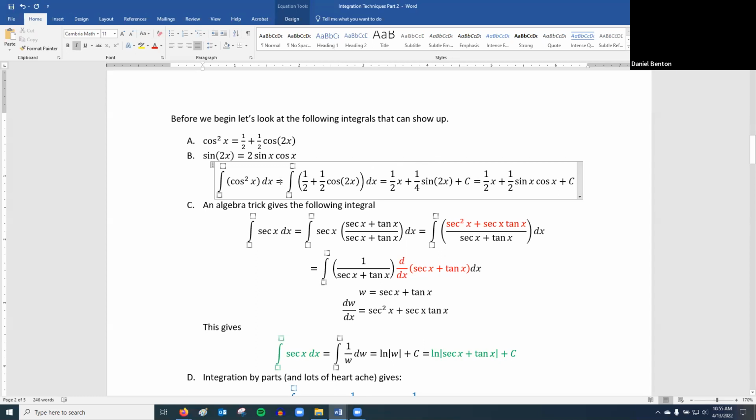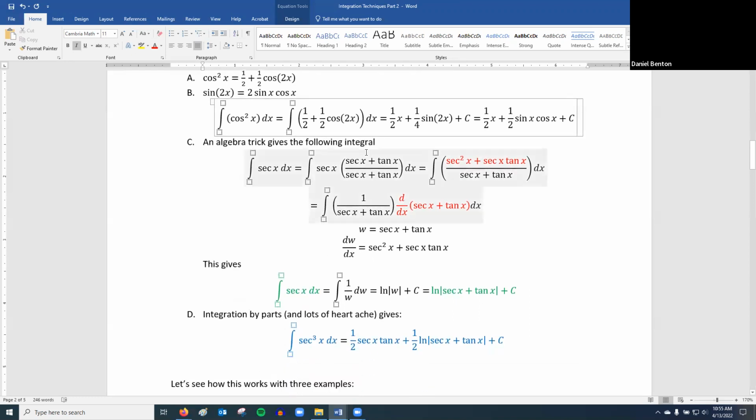This is an integral that we'll see when we do the trig substitution. Another one we see is secant x. Secant x is kind of a crazy integral. Someone figured out that if you multiply by 1 in the form of secant x plus tan x over secant x plus tan x, and multiply by secant x in the top, the top thing is actually the derivative of the bottom thing, right?